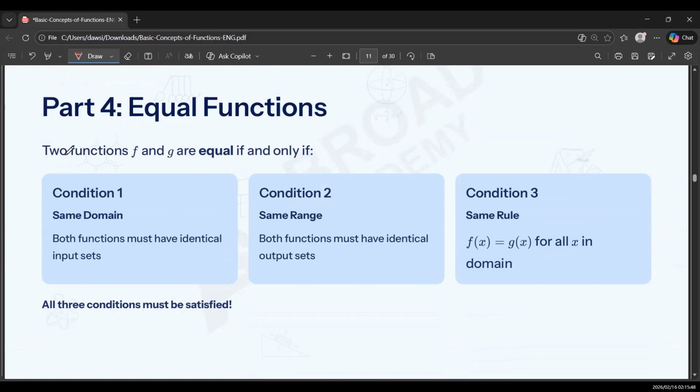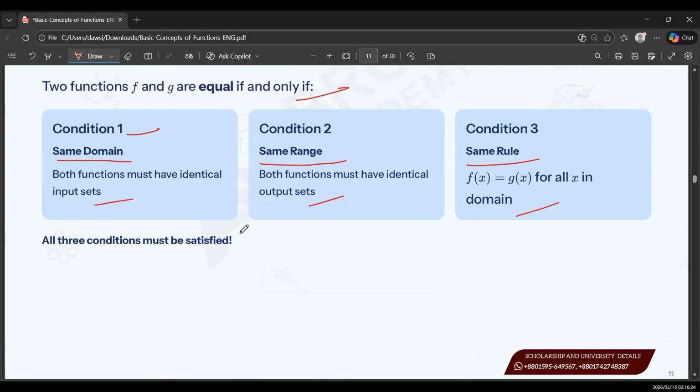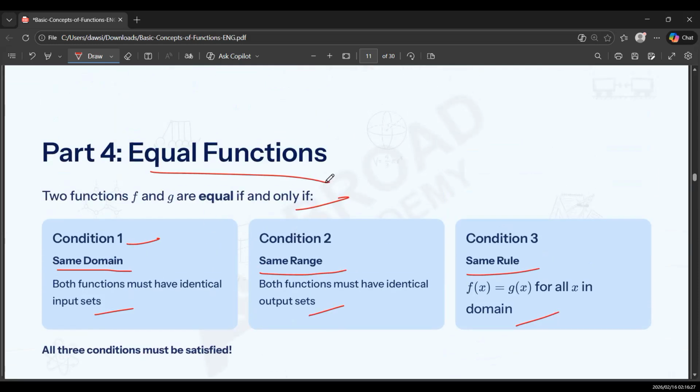Equal functions: two functions f and g are equal if and only if they have the same domain, same range, and same rule. Condition 1, same domain: both functions must have identical input sets. Condition 2, same range: both functions must have identical output sets. And same rule: f(x) equals g(x) for all x in the domain. All three conditions must be satisfied for equal functions.